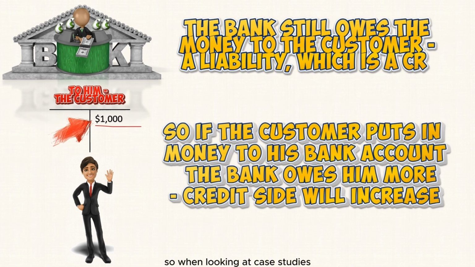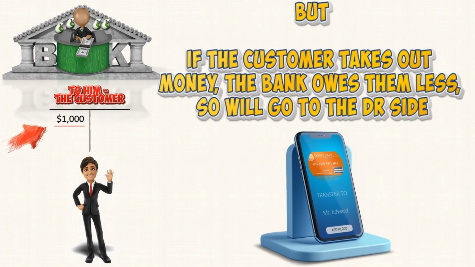So when looking at case studies, you will see if the customer puts money into his own bank account, the bank owes him more, so the credit side of his bank statement will increase. But if the customer takes out money, the bank owes them less, so this will go to the debit side. So whenever you see a debit entry on your bank statement, the amount of money that they owe you is less.